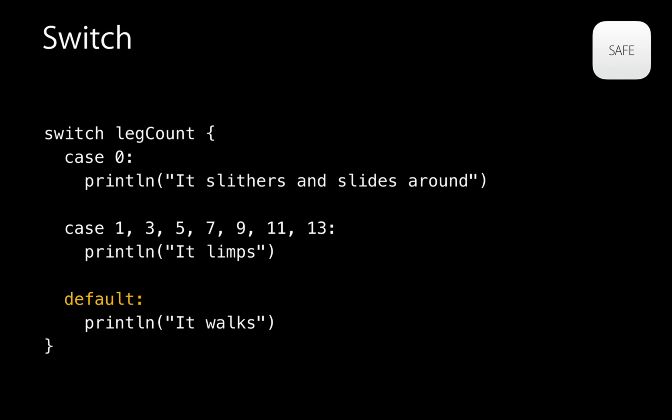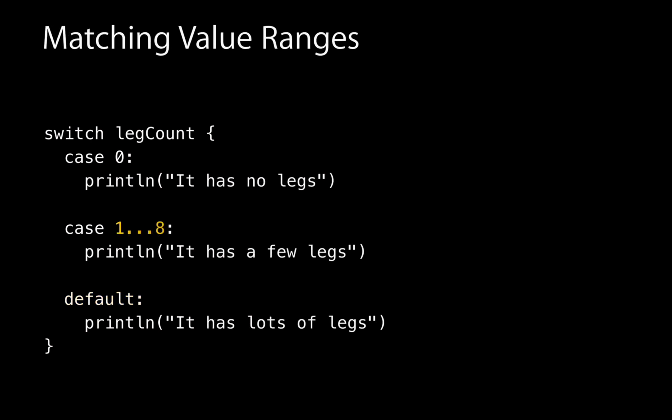So we've matched against individual values here. But what if I want to match against a lot of values, a big range of values? Well, I can do just that. I can match against a range. So this is bringing in pattern matching now a little bit. So here we have 0 still, no legs. 1 to 8 has a few legs.